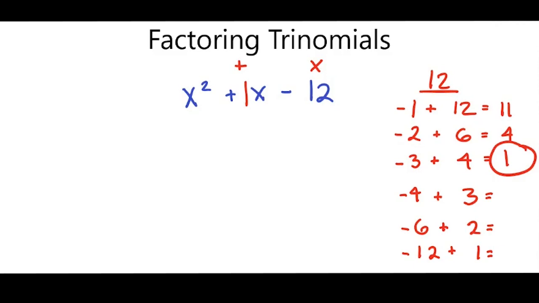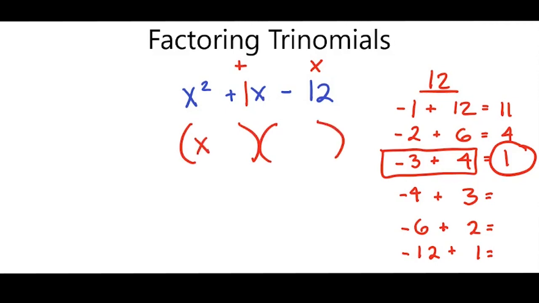So that means that the two numbers we're looking for that will multiply to be negative 12 and add to be 1 are negative 3 and 4. So I make my parentheses, and I have an x in each parenthesis. Don't forget that x. It's very important. And remember, it's minus 3 and positive 4. And that is how you factor trinomials.